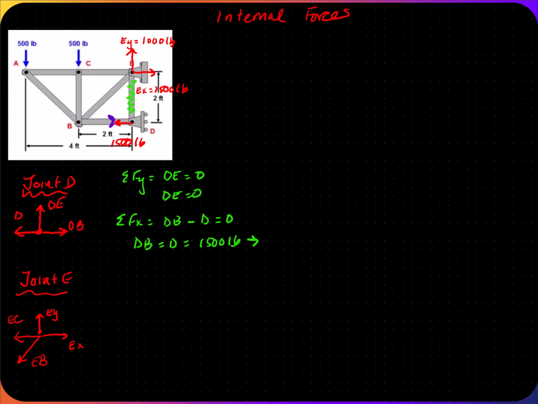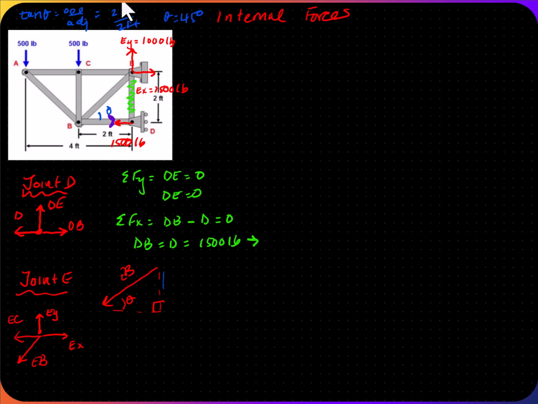Since EB is a vector at an angle, anything at an angle we must resolve into x and y using sine and cosine. So this is EB, this makes a right triangle, and this is theta. How do we find theta? If I look up here, this is theta, and this is tan theta, which is opposite over adjacent. This is 2 feet over 2 feet. So if I do the inverse tan, theta becomes 45 degrees.